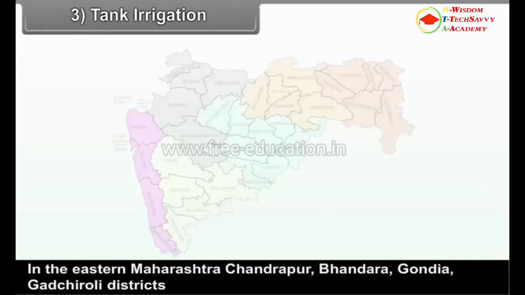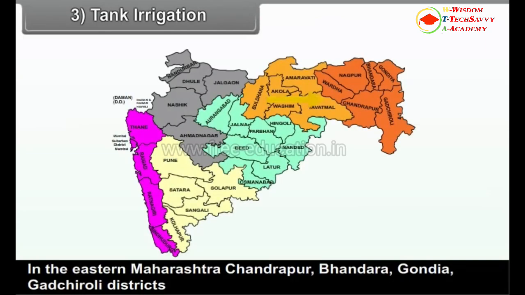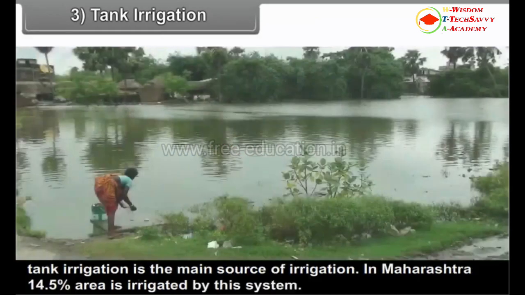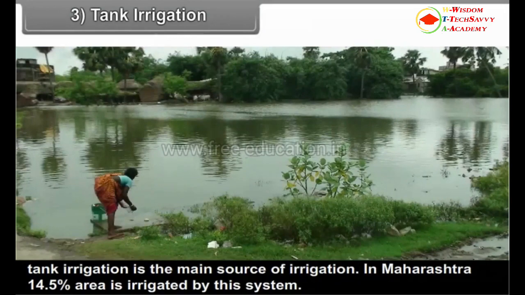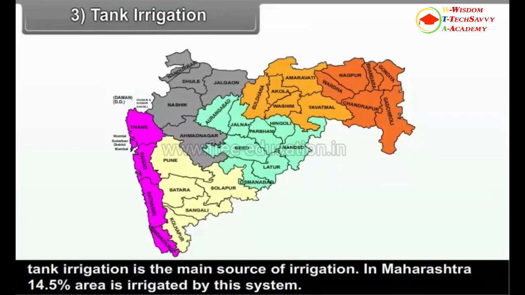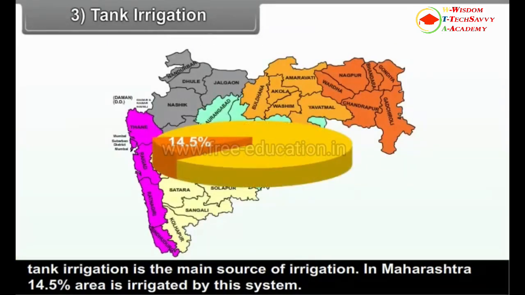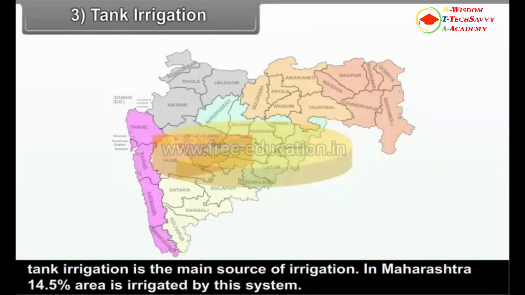Number 3. Tank irrigation. In eastern Maharashtra, in Chandrapur, Bhandara, Gondia, and Gadchiroli districts, tank irrigation is the main source of irrigation. In Maharashtra, 14.5% area is irrigated by this system.